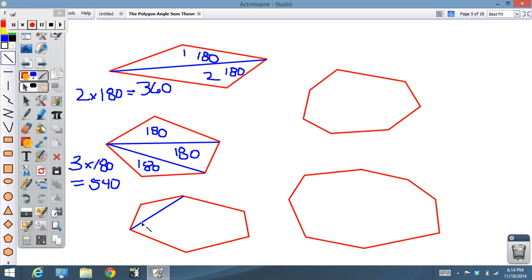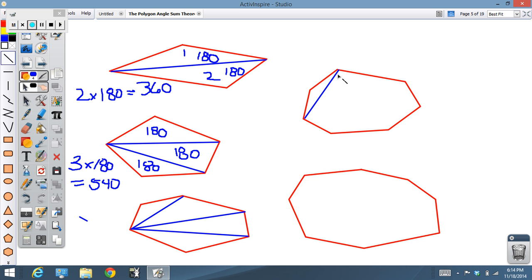One diagonal, 2, 3, and we have 4 triangles. See the pattern coming on? 4 times 180 is going to give us, what is that? 720. All right. So a six-sided figure, I think that's what I got here.